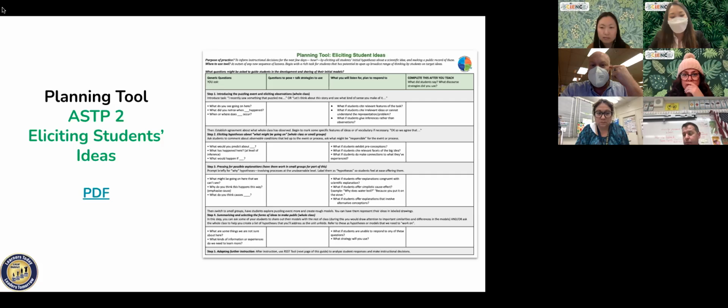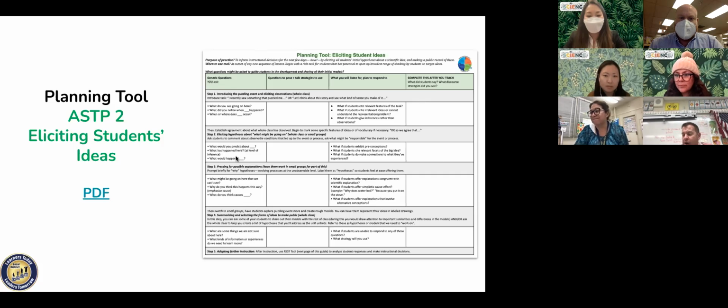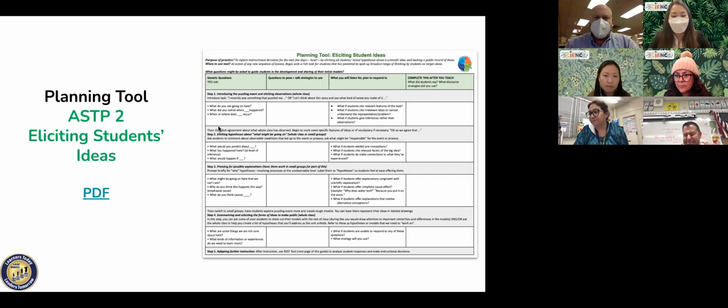So you can see in the first column, well, across this document, the link is in the chat. There's a PDF version, and then there's also a fillable version. So in this first column, well, let me go across here. There's step 1, step 2, step 3, step 4. So introducing the puzzling event.